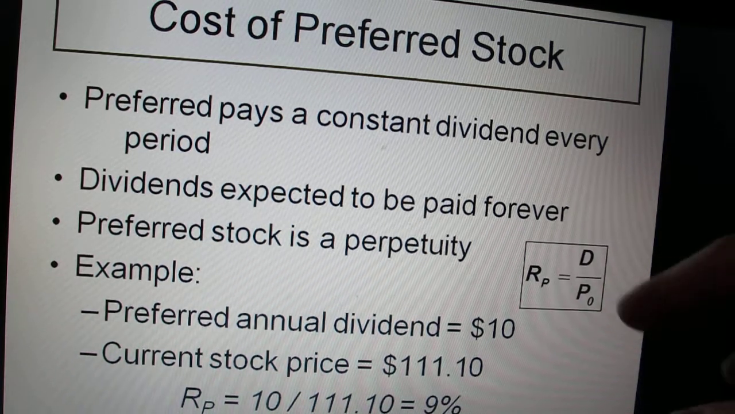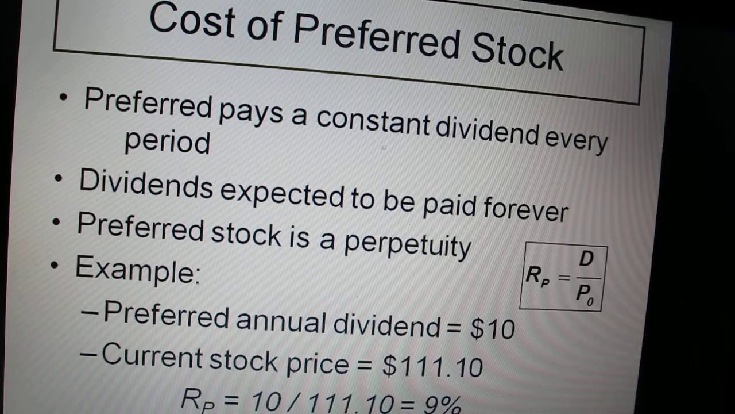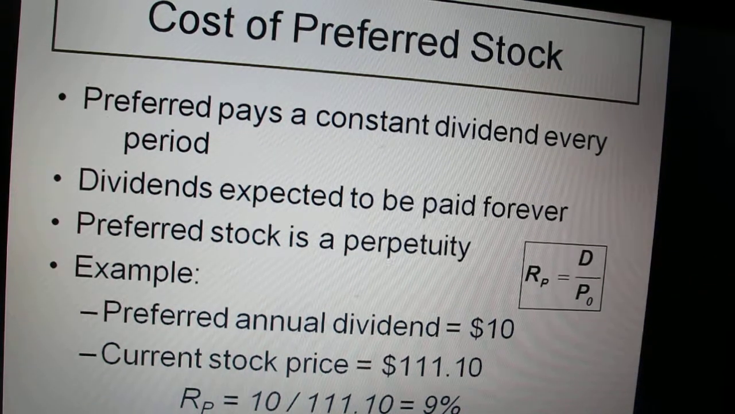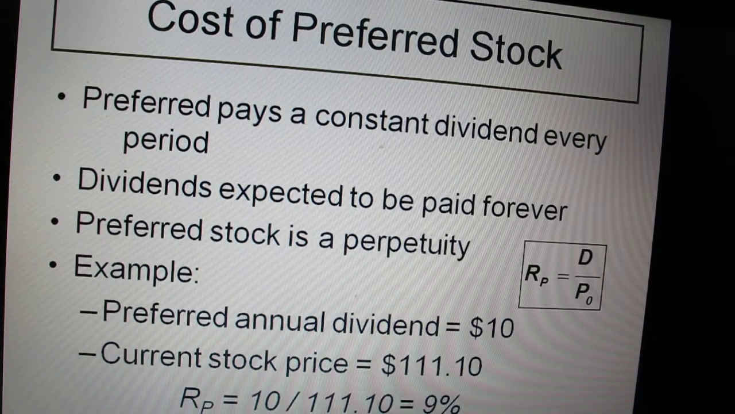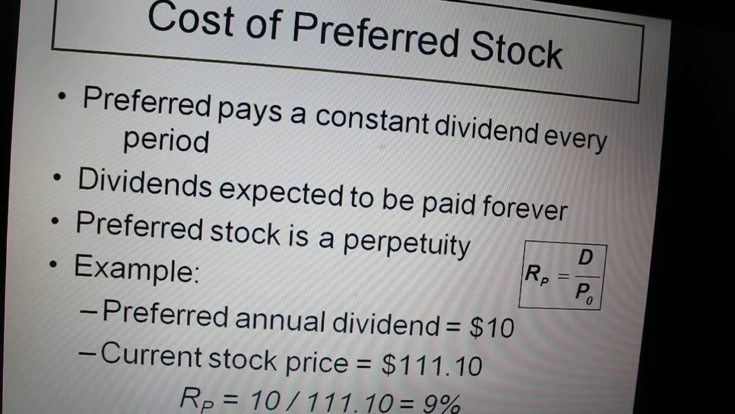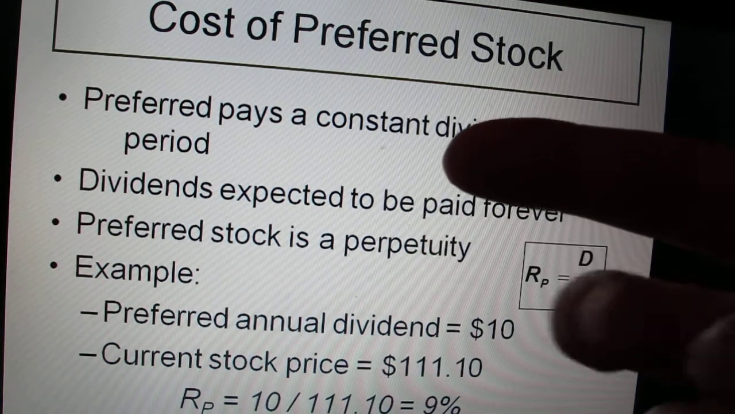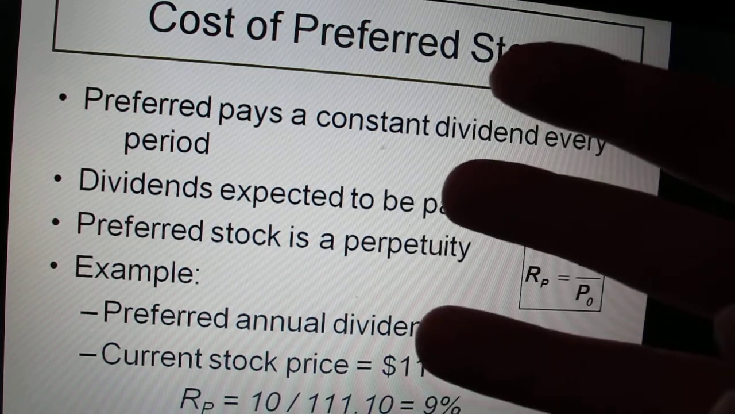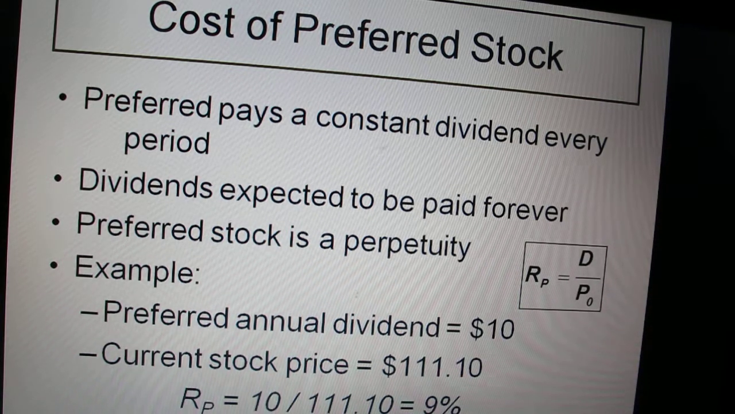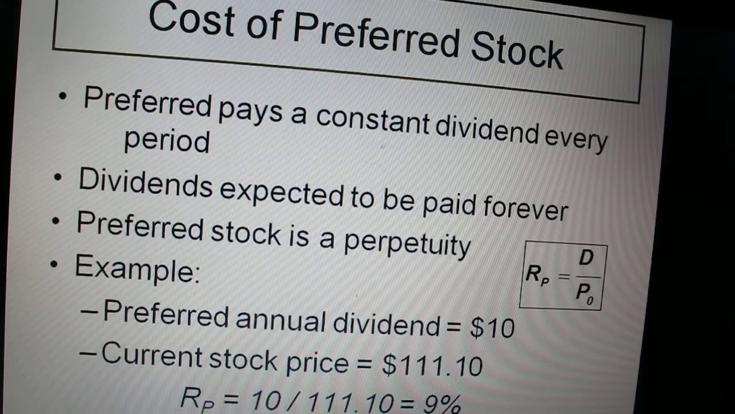And you can think of that as just being a dividend over the price at a particular period, in this case, P0. So for an example here, you have a preferred annual dividend of $10, current stock price of $111.10. You do the math there and you get 9%. So the cost of preferred stock is actually relatively easy. Thus far, we've gone through 1, the cost of equity, 2, the cost of debt, and now 3, we've talked about the cost of preferred stock. So we've covered 3 portions of the chapter thus far, all pretty succinctly.